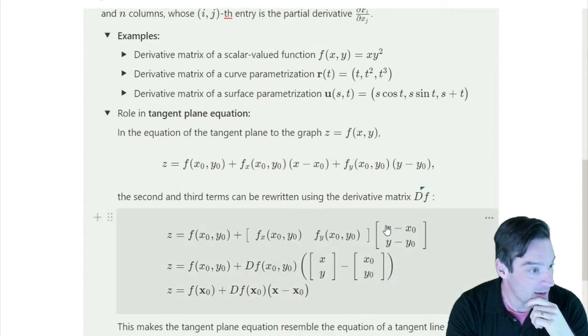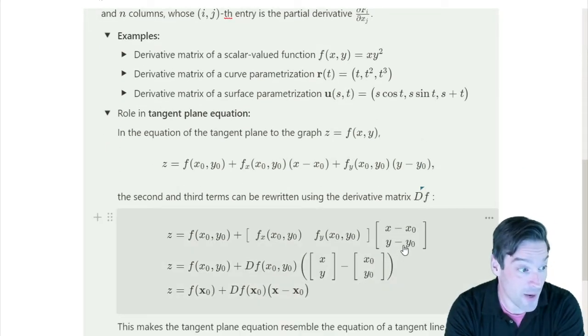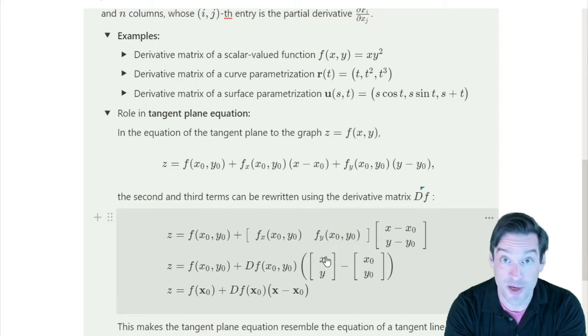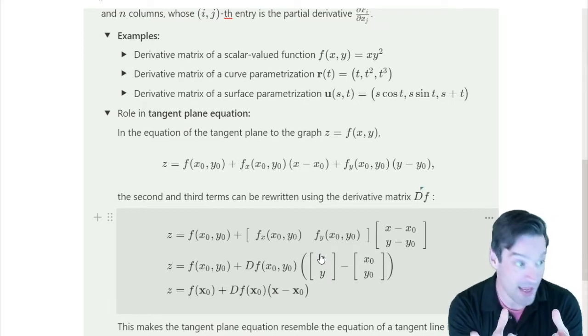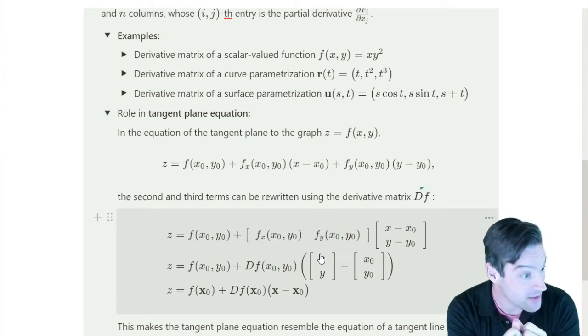But then multiplied by a column matrix, which is the differences, x minus x naught and y minus y naught. So if this is my derivative matrix, then this thing in the parentheses over here is the difference between an arbitrary xy and the x naught, y naught that we found our tangent plane at, where we linearized our function, however you want to say it.